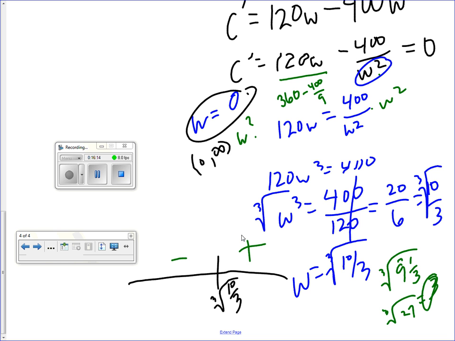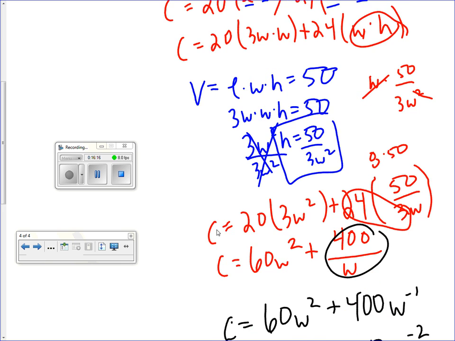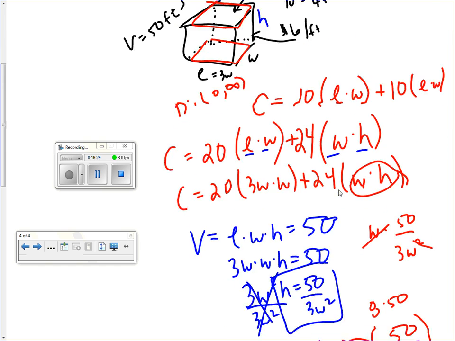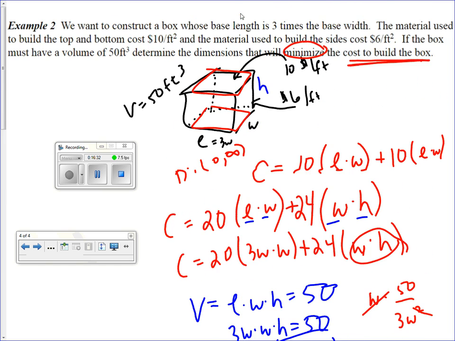So then again, going to my question, I've got to make sure I answer the question. It says, determine the dimensions that will minimize the cost. So we know our critical point is at the cube root of 10/3, and that variable was w. So the only thing we've solved right now is that w is the cube root of 10/3. We know that the length is 3 times that. And then to get the height, we would have to use our volume formula.